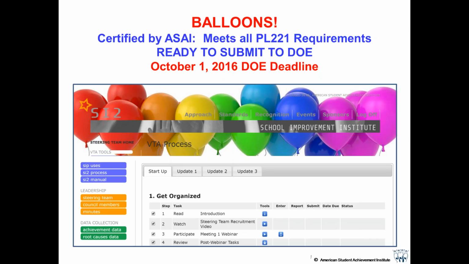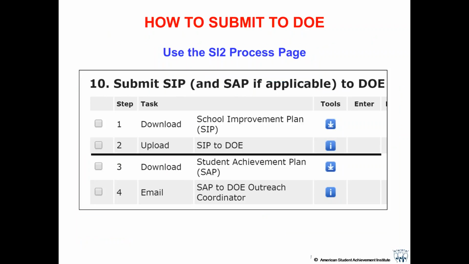And as a reminder, DOE does not do a second read. We have an agreement with them that when we read on behalf of them, and so once we've approved you for PL 221, once we've certified that you've met all the requirements for PL 221, then they accept that that's the case. Those balloons also tell you that you're ready to submit to DOE, and here's how you do that.